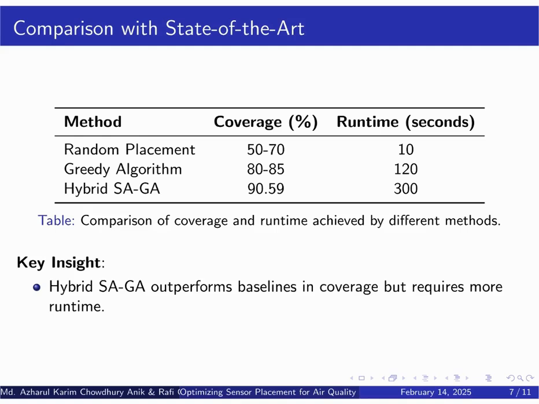The table below summarizes the performance of our approach compared to existing methods. Here, random placement has coverage of 50 to 70% and a runtime of 10 seconds. Greedy algorithms have coverage of 80 to 85% and a runtime of 120 seconds. And here is our hybrid simulated annealing and genetic algorithm approach, which has a coverage of 90.59% and a runtime of 300 seconds. Our method significantly outperforms random and greedy algorithms in terms of coverage, making it a valuable solution for real-world air quality monitoring applications.